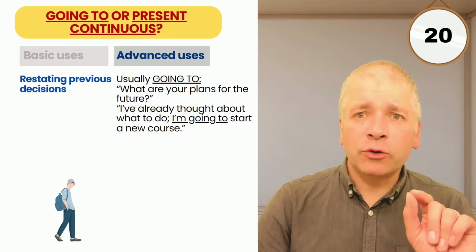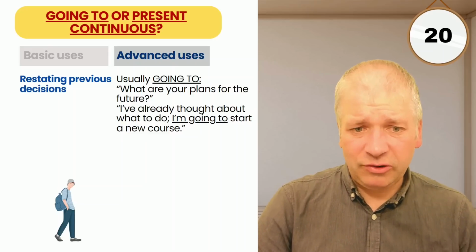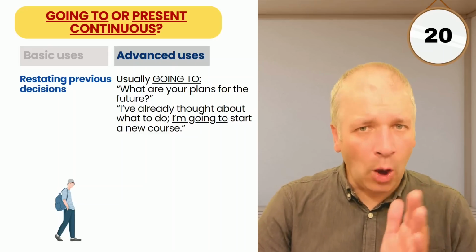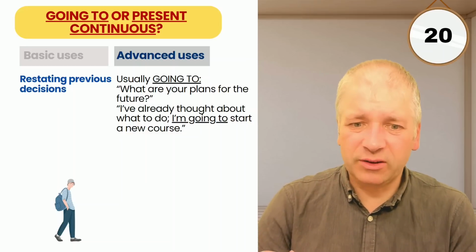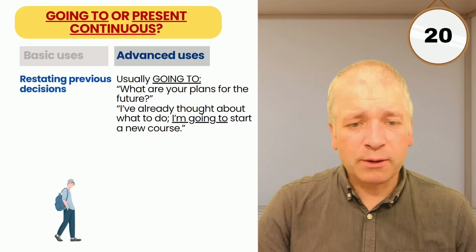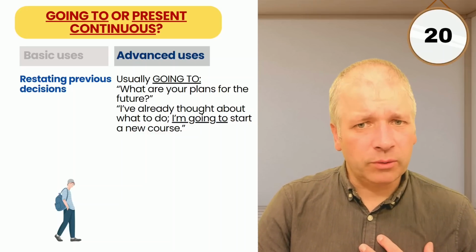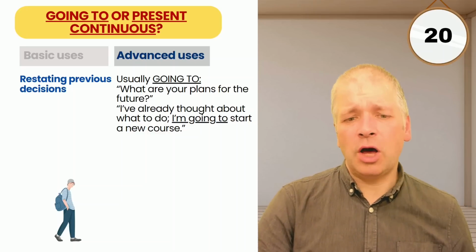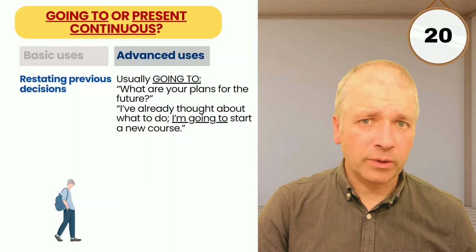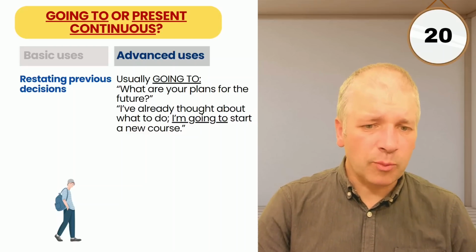Firstly, let's go back to restating previous decisions. We'd usually use going to here and not the present continuous. What are your plans for the future? I've already thought about what to do. I'm going to start a new course. So here we're restating a previous decision.